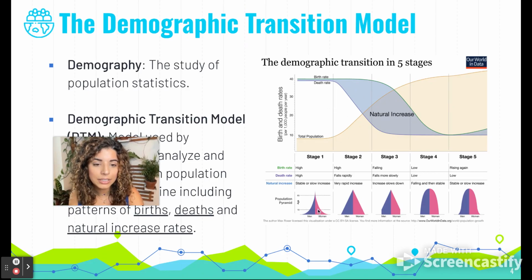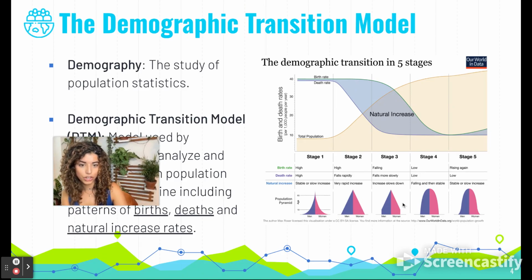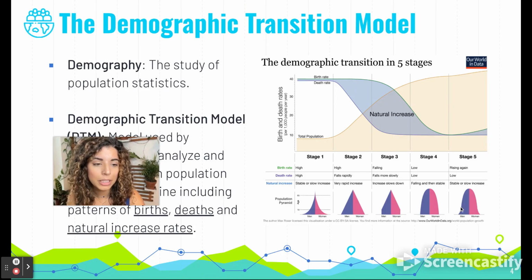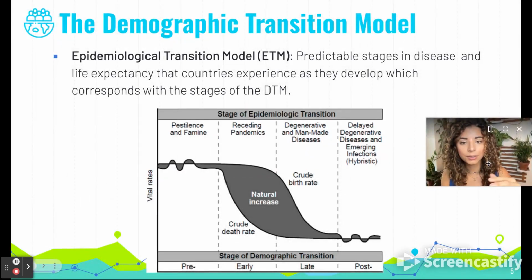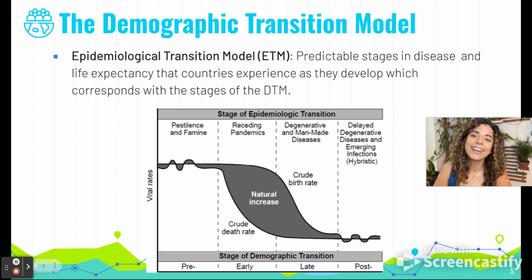And as you can see down here, this is also important for you to notice. We see population pyramid shapes that correspond with the different stages. So let's take a look at this also. This is the epidemiological transition model, or the ETM. This is predictable stages in disease and life expectancy that countries experience as they develop, which corresponds with the DTM. So this goes hand in hand.